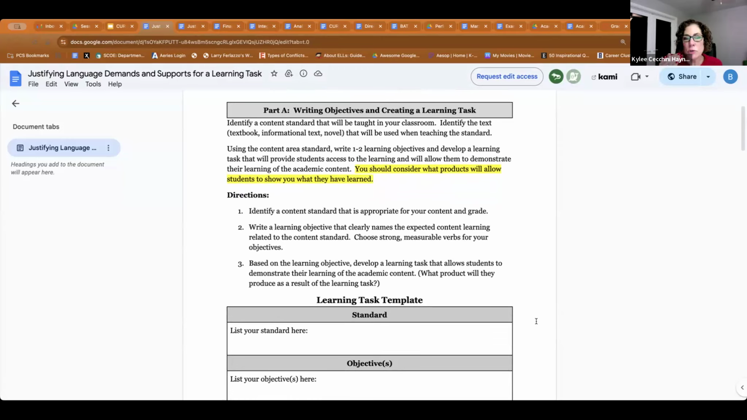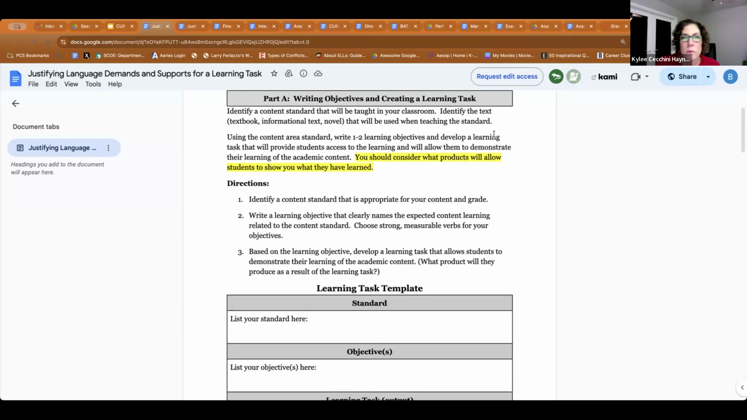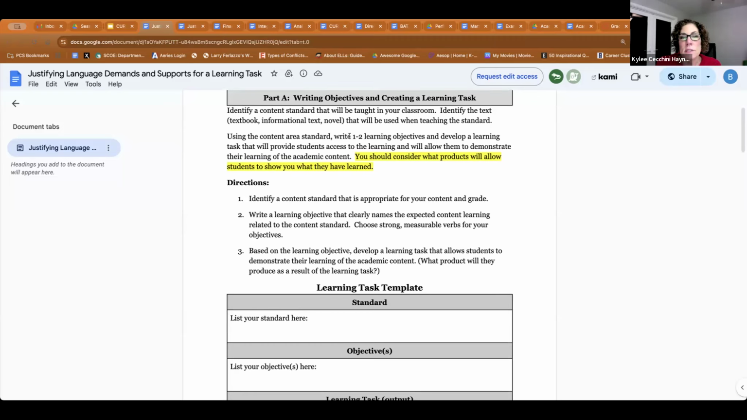It basically takes you through the lesson plan and makes sure that what you're choosing to do is connected and makes sense. So the first thing is you're identifying a content standard, right? And you're thinking about, okay, are you going to be using a textbook, informational text, or novel that might be used when teaching the standard? Using the content area standard, write 1 or 2 learning objectives and develop a learning task. This should all be familiar, like, oh yeah, this is what you're doing on your lesson plan.